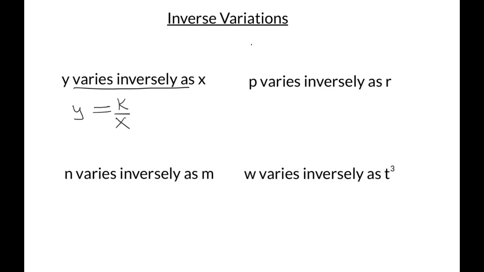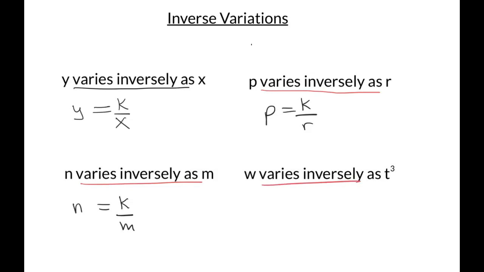Here's the next one. Here's that phrase again: p varies inversely as r. For this one, n varies inversely as m. And the last one, w varies inversely as t cubed. So in every single instance, when you see varies inversely as, you write equals k over.